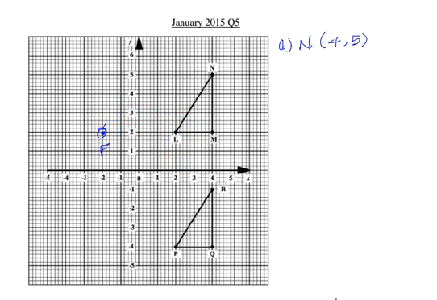So in a reflection, the object and image are the same distance from the mirror line on either side of the mirror line. M is 1, 2, 3, 4 units from the mirror line. The image of M is also 1, 2, 3, 4 units, but on the other side. So the image of M, G, is here. So in a reflection, we have to remember object and image are the same distance from the mirror line on either side of the mirror line.